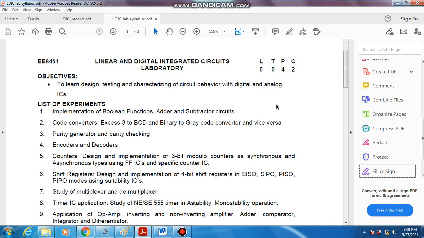Good morning, students. So this class, let me explain to you about the experiments in the LDIC lab, the Linear and Digital Integrated Circuits lab, and how we are going to do experiment number 1, which is implementation of Boolean functions, adders and subtractors.